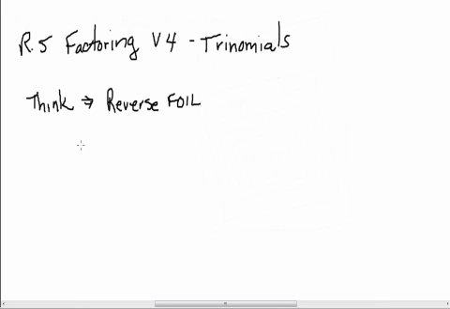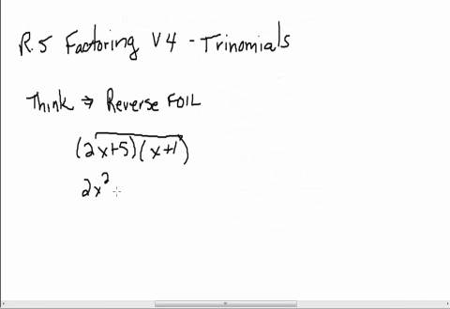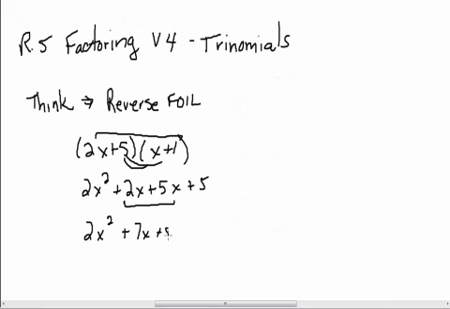So think about it. If I have something like 2x plus 5 times x plus 1, we've talked about FOIL. We would do firsts, which is 2x times x, or 2x squared. Outer, so 2x times 1, which is plus 2x. Inside, which is plus 5x. And then last, which is 5 times 1, or plus 5. Then we combine like terms in the middle. So finally I have 2x squared plus 2 plus 5 is 7x plus 5.